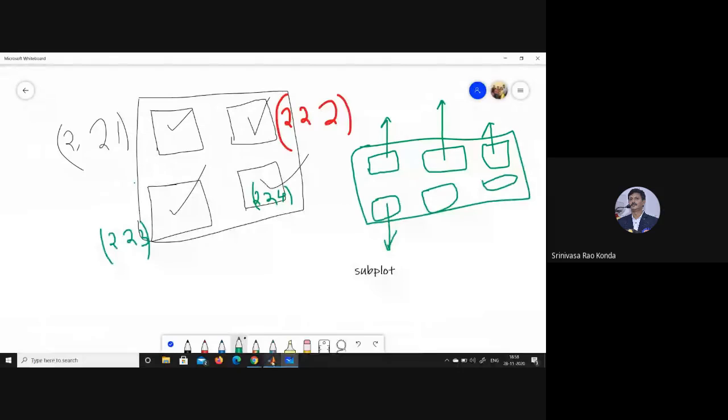I'm going to plot two rows, three columns. First one, okay. Two rows, three columns. Next, 2 3 1. Next one, 2 3 1 3. This is 2 3. Am I correct?